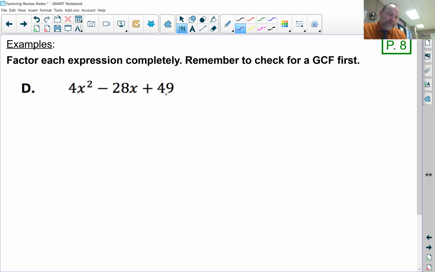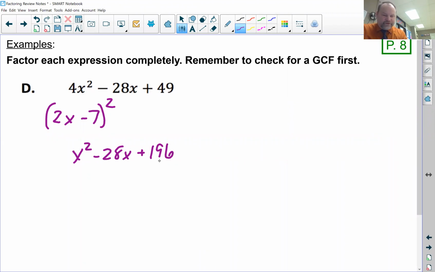This one actually is one of our special cases. It is a perfect square trinomial. If you didn't recognize that, you can use the slide method. Take the 4, slide it over. Now notice you get that very big number, 196. And then they have to add to negative 28. So they're both going to be negative.